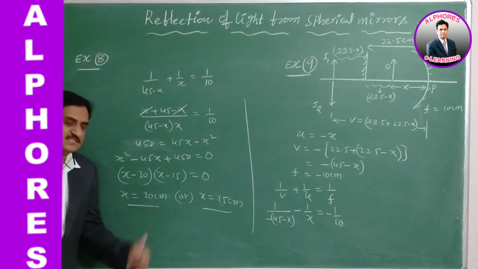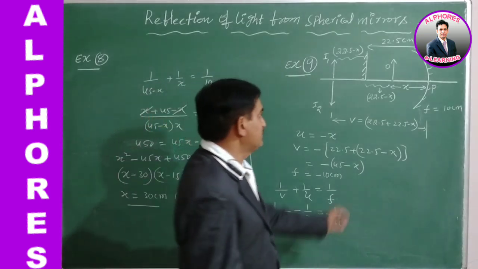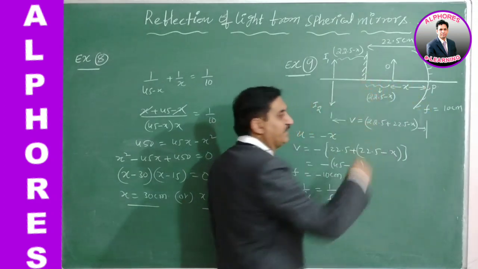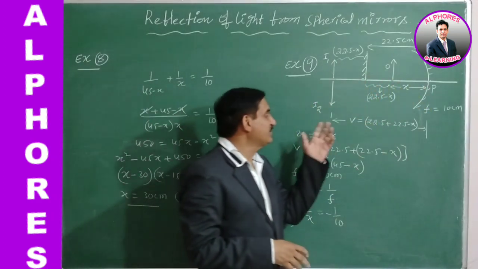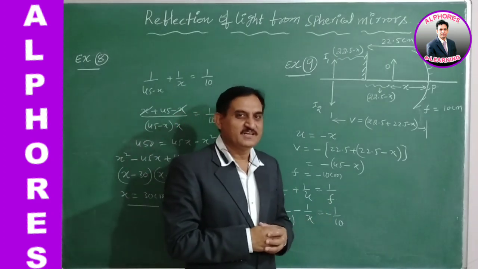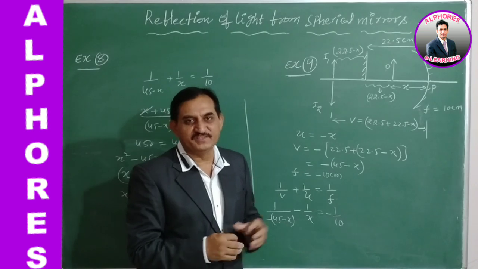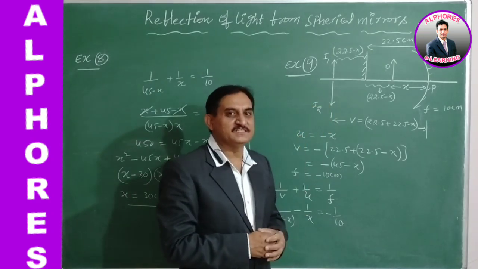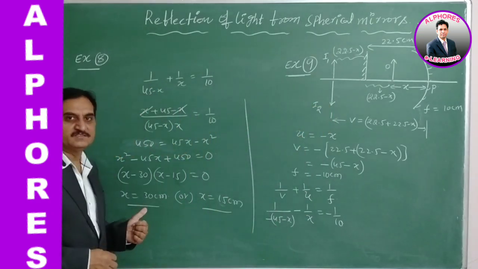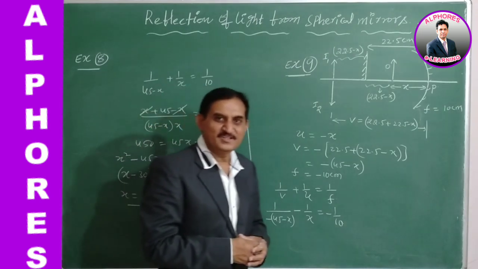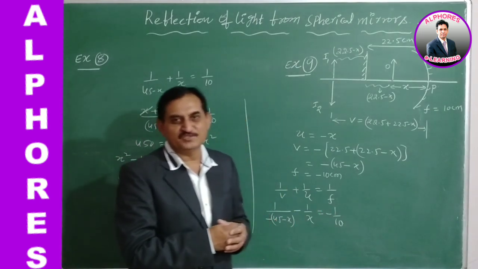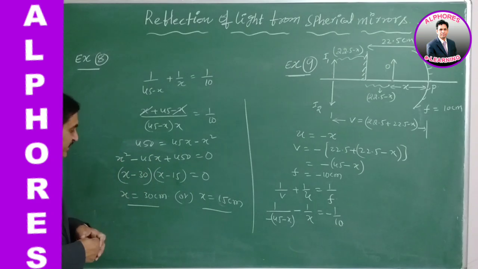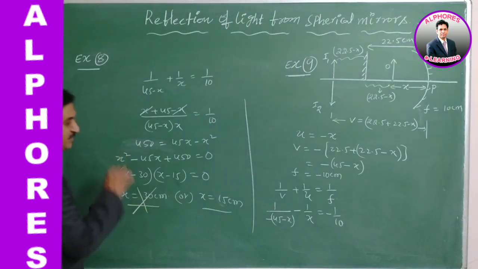So 30 centimeters is not possible as the object distance from the concave mirror. Why? Because the distance between the concave mirror and the plane mirror, between these two mirrors, is a total of 22.5 centimeters. How can you accommodate this object in between these two at a distance of 30 centimeters? Actually, the gap is 22.5 centimeters, but it is 30 centimeters. So it is not permissible at all. The object can't be placed between these two because that much gap is not provided.